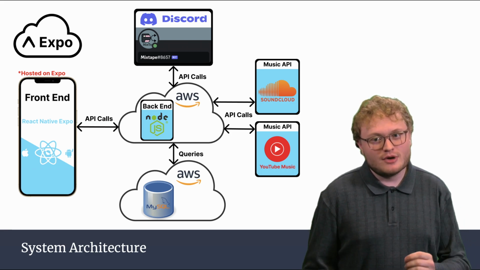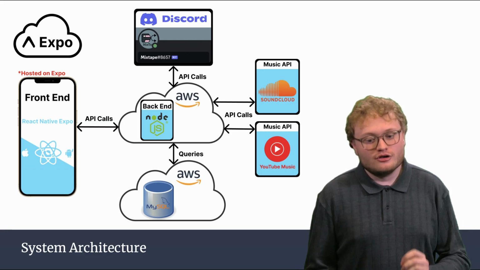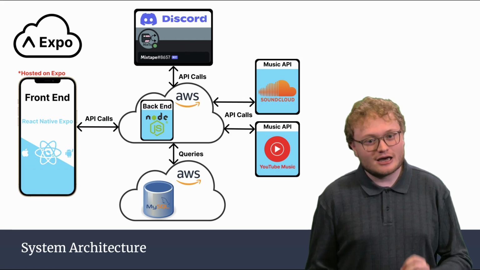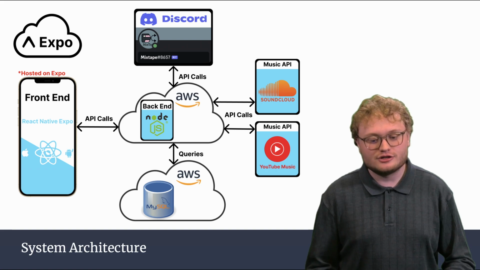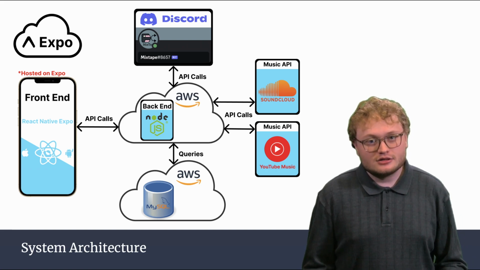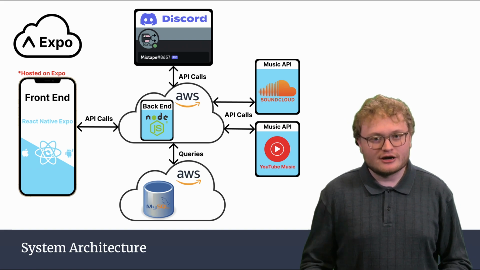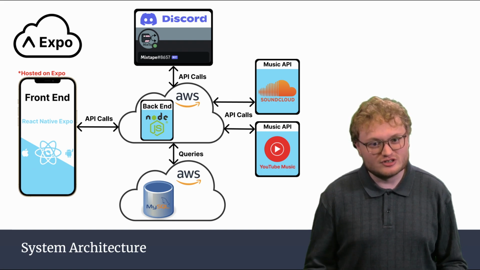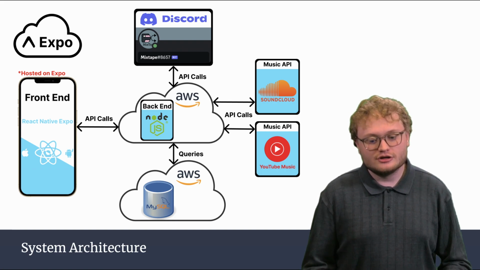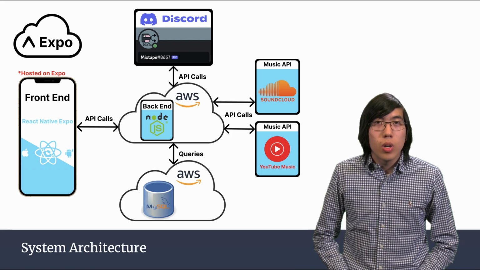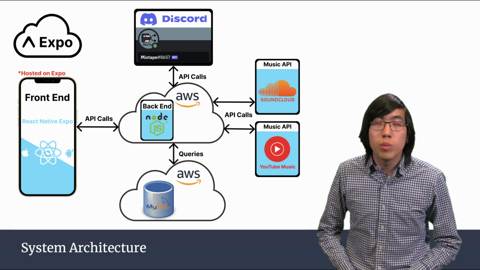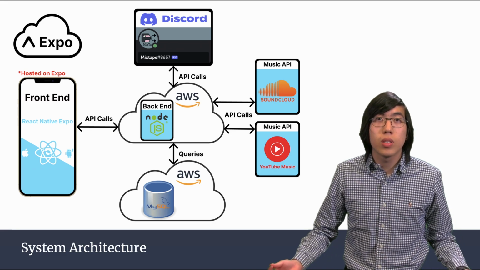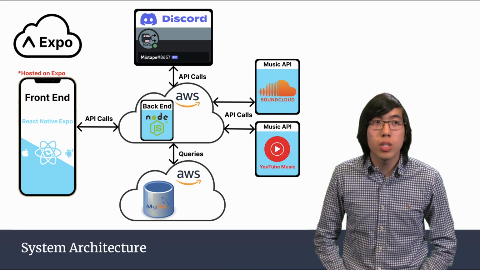Now that backend makes queries back and forth with another AWS instance, this time an RDS instance, which hosts our database written in MySQL. Our backend also makes API calls back and forth with the various music streaming services that we support, which is currently SoundCloud and YouTube Music. We also have a Discord bot, which is written in discord.js, which makes queries to our backend that allows users on Discord to play music.